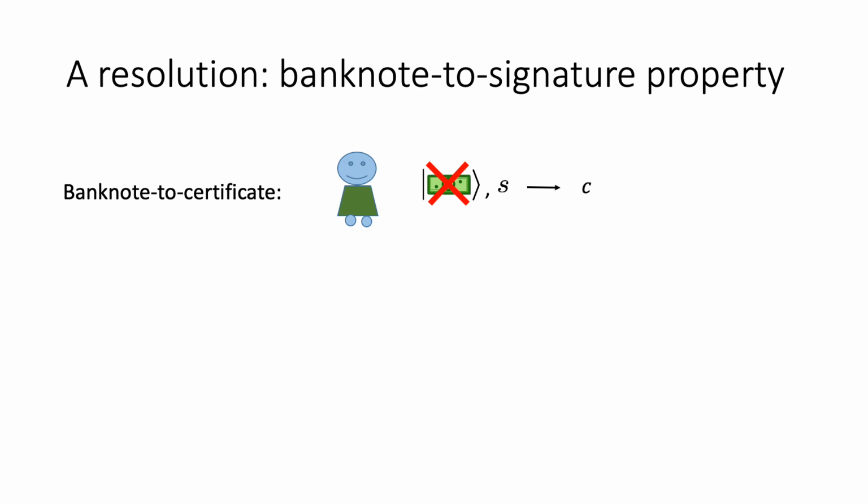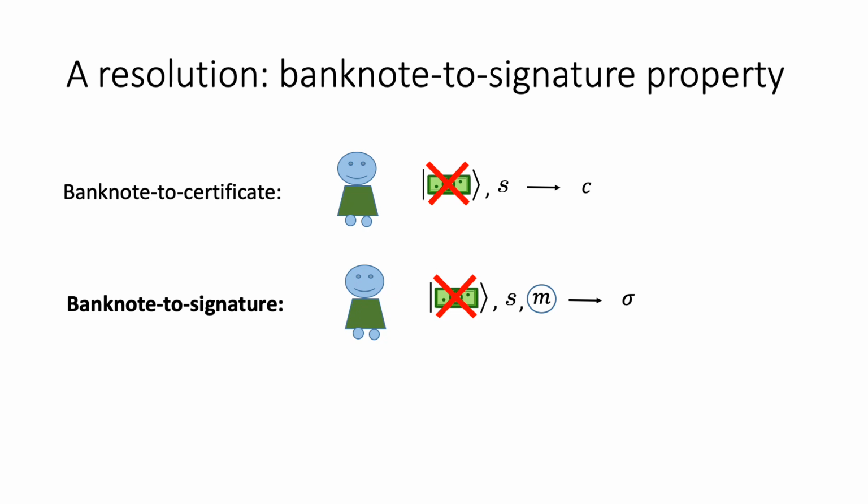So here's a depiction. For the banknote-to-certificate property, recall that you destroy the state to obtain a classical certificate in exchange of a classical serial number S. For the banknote-to-signature property, you also get to input a message M. Now you still destroy the state, but what you obtain is a signature of M, which is efficiently verifiable given S. And what we show in our work is that any quantum Lightning scheme that satisfies the banknote-to-certificate property also implies a quantum Lightning scheme which satisfies the stronger banknote-to-signature property. And we give an explicit construction.